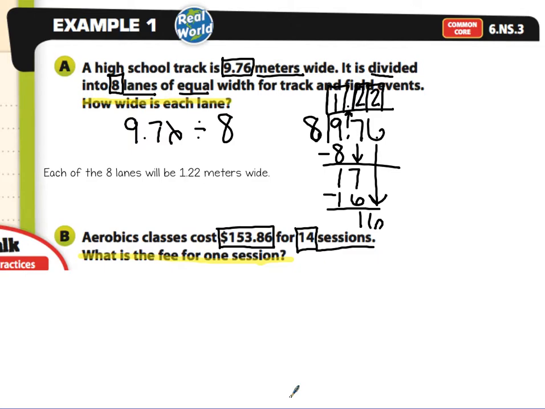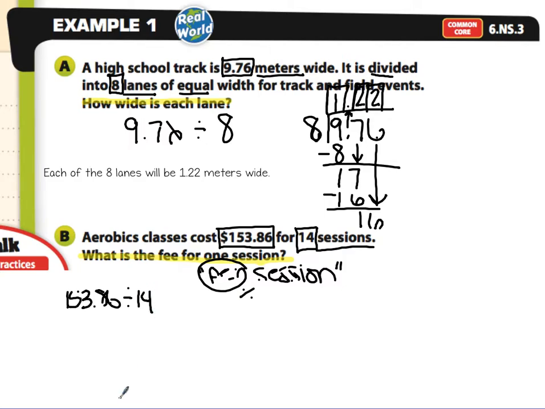If we're saying for one session, this is kind of like saying per session. And when we say per session, that tells us, in this case, that we have to divide. We're taking the money that we spend, the $153.86, and we're dividing it by the 14 classes that are being taken. Again, I set up my long division. I'm going to set it up over here so I have space. The divisor goes on the outside. The dividend goes on the inside.